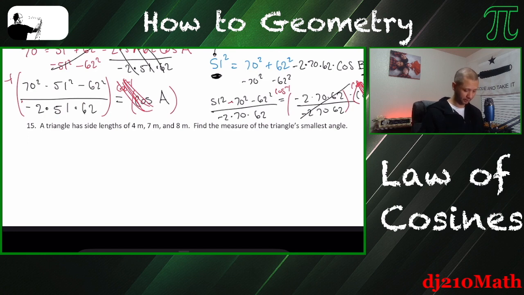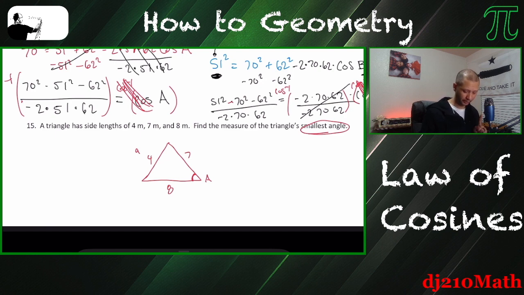So number 15, the last one. So conceptual kind of question. I'm going to draw my triangle. I kind of draw the same one every time. Doesn't really matter. What does matter, 4, 7, and 8. And now, understanding that the smallest angle is going to be across from the shortest side. So it's this guy right here. So we can call this big A and little a. Okay. We want to find this angle.